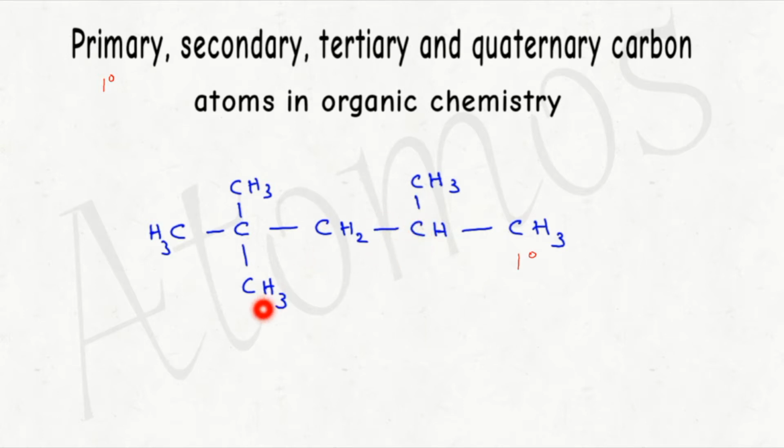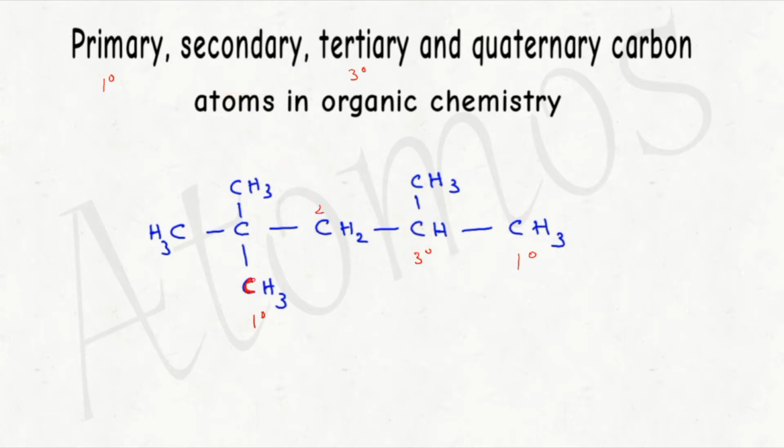And what about this carbon atom? It is directly bonded to only one other carbon atom, so this is also primary, correct? What about this one? This carbon atom is directly attached to three other carbon atoms, 1, 2 and 3. If so, we call it a 3 degree carbon atom or tertiary carbon atom. Understood? What about this one? This carbon atom is directly bonded to two other carbons only. If so, we call it a secondary carbon.